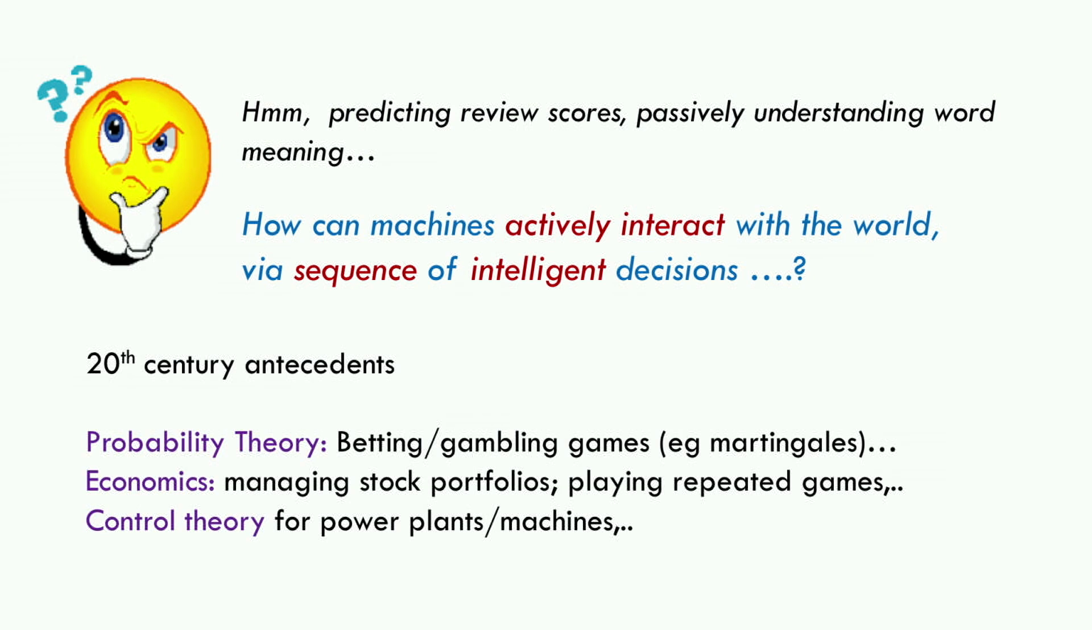Now, again, the framework I'll show you has some 20th century antecedents. So in probability theory, you might have seen sequences of actions being taken, for instance, in analysis of betting and gambling games, so martingales, for instance. In economics, these ideas have been known, for instance, managing stock portfolios, playing repeated games, prisoner's dilemma, etc. So those are sequences of decisions. Control theory, of course, controlling a power plant or some other complicated system, again, involves a sequence of decisions. And what we'll talk about is descended from that.